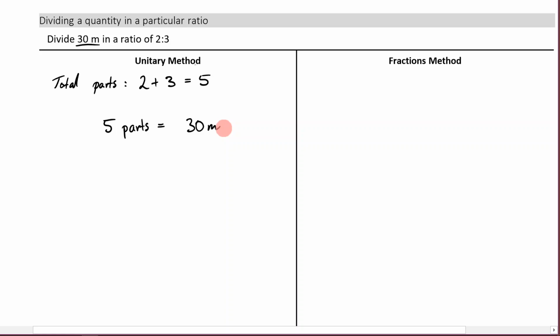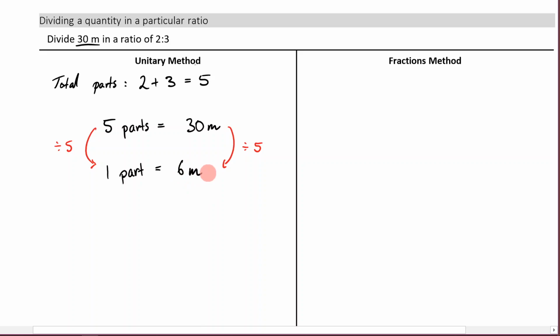The next thing that we do in our unitary method is find what one part is going to be equal to. To go from 5 to 1, I'm dividing by 5. Whatever I do to one side, I must do to the other. What is 30 divided by 5? Well, 30 divided by 5 is 6 meters.